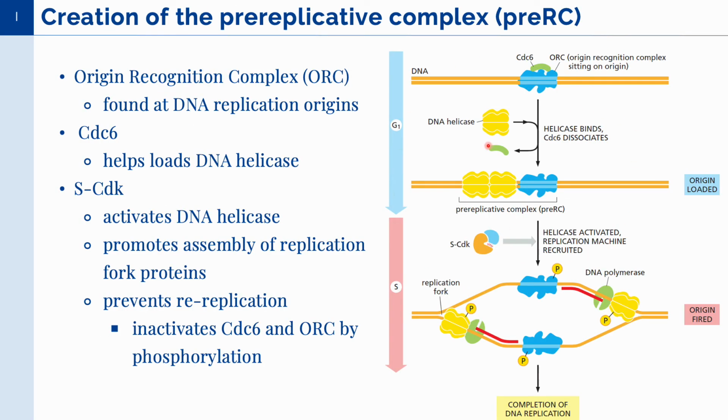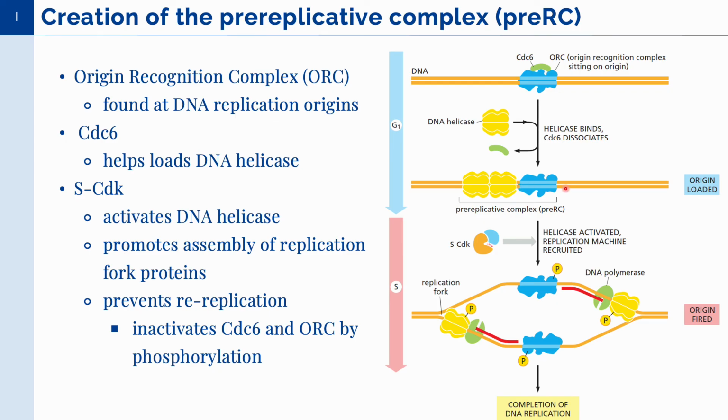In this figure, we can see how the S phase begins, and this is with the creation of the pre-replicative complex, or pre-RC. Now, the pre-RC is composed of a few components. The first one is called the origin recognition complex, or the ORC, and we can find this at specific DNA replication origins. In the DNA, there are actually many DNA replication origins, and this allows the cell to efficiently replicate our DNA. The ORC recruits another protein called CDC6, and this helps load the DNA helicase onto the ORC, and together those form the pre-RC.